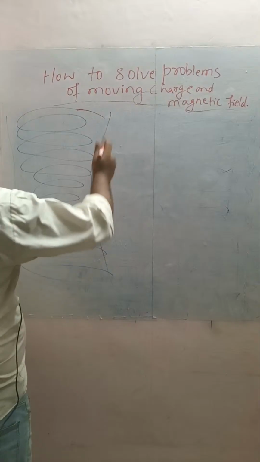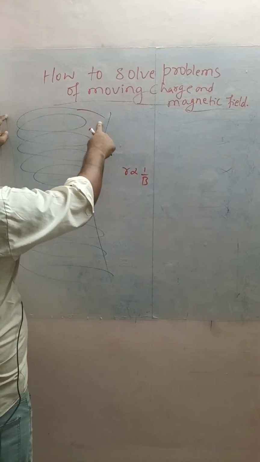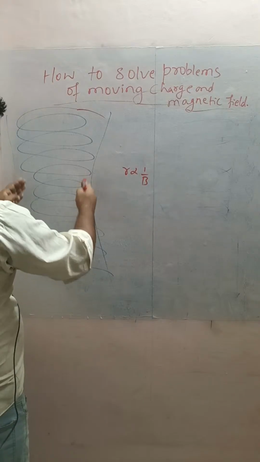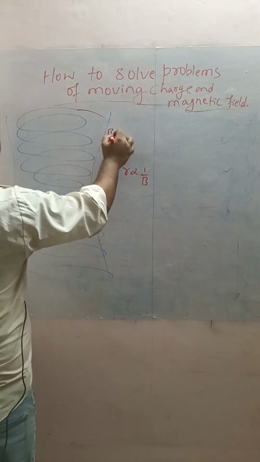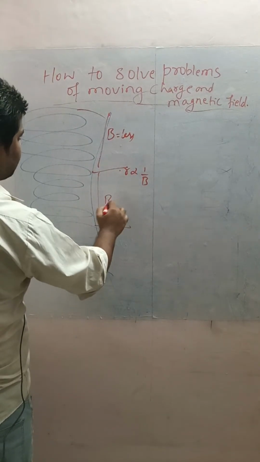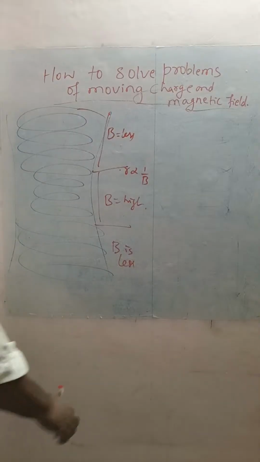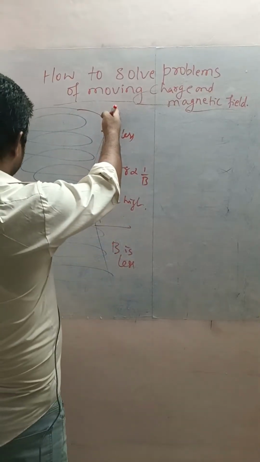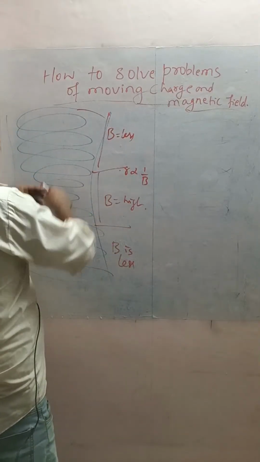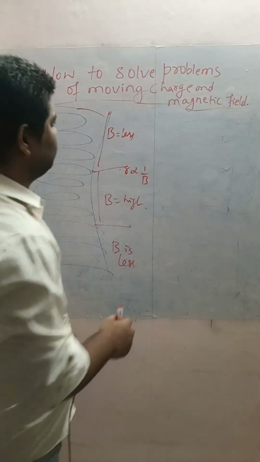R is inversely proportional to the magnetic field. If R is bigger here and gradually decreasing towards the center and then again increasing, it means that the field is less here, and at the center the field is very high, and again the field is less. Clear? So from the top and bottom the field is less, and at the middle the field is very high. That's why R is less there, and the loop of the spiral is bigger here and smaller there.